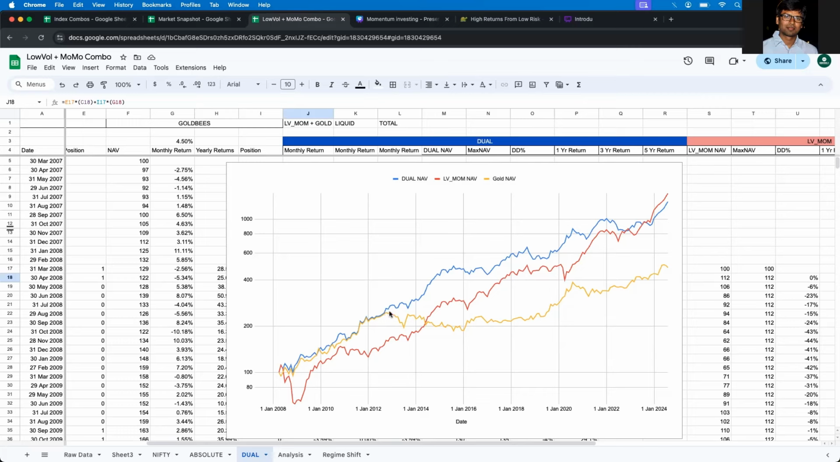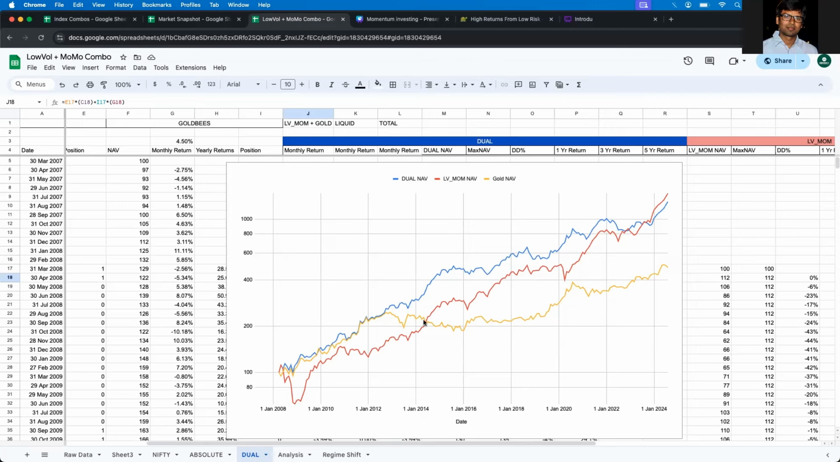Now, since gold started to go sideways, we have switched to LVMOM because the signal that we got was to move to LVMOM, and then we've piggybacked LVMOM till this point of time where the COVID crash happened. During the COVID crash, again we moved to gold, and that's how the dual momentum pushed even further, and it continued to move forward.